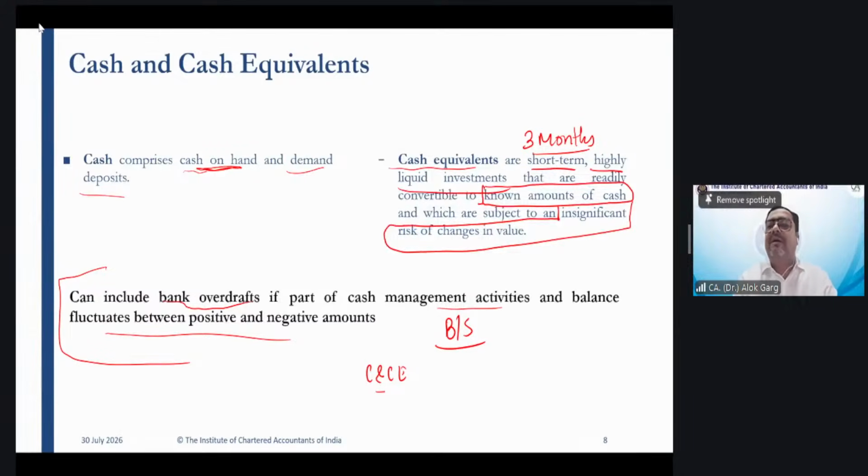A company has deposited 1 lakh rupee of fixed deposit with State Bank of India on 15th January 2026. So this fixed deposit is going to be matured on 15th April 2026. Tell me, what is the classification of this fixed deposit on 31st March 2026?